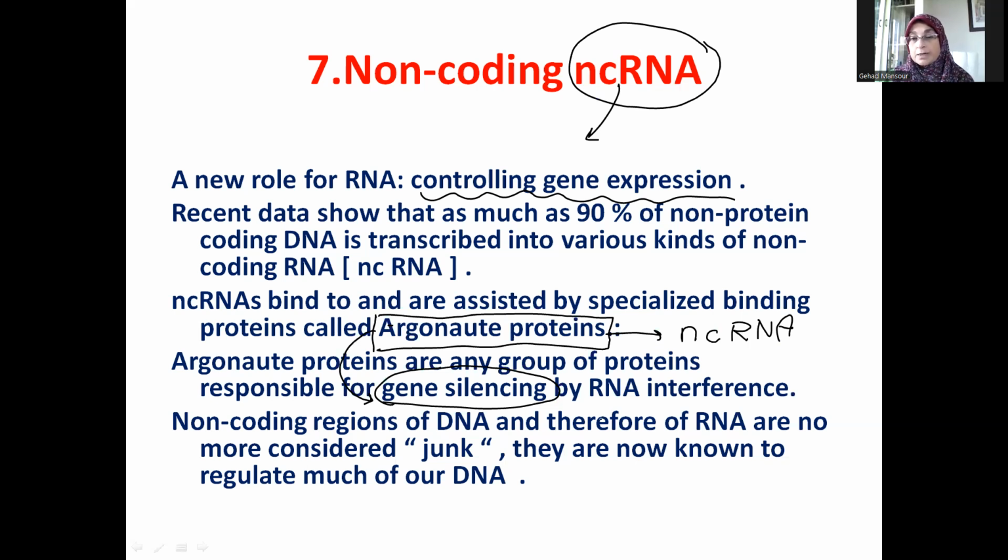but they help in gene silencing by RNA interference, meaning that the non-coding RNA binds to some of the Argonaute proteins and results in gene silencing. Gene silencing simply means preventing gene expression, and we call this RNA interference. So RNA interference is the process when certain molecules of non-coding RNA associated with certain Argonaute proteins result in silencing of the gene.